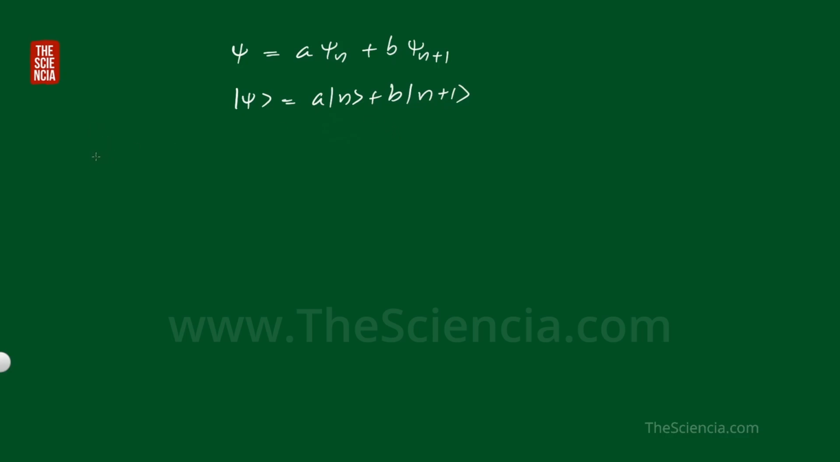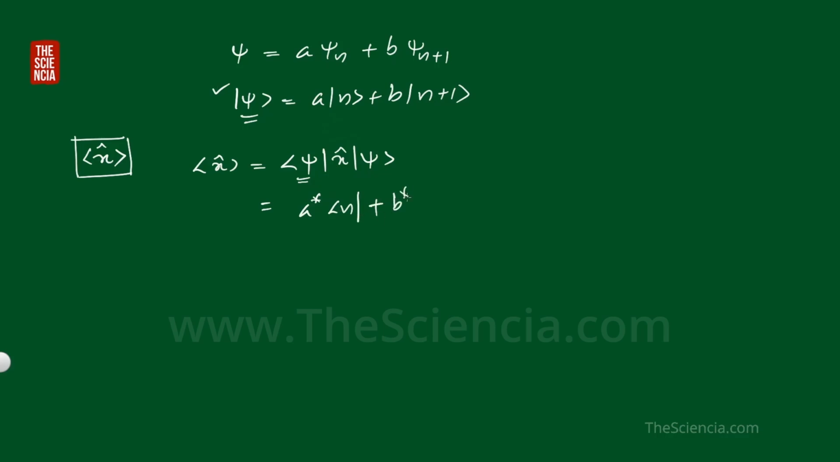Now, first we are going to evaluate the expectation value of x. We know the expectation value of x is equal to bra psi x cap ket psi. Here, this is our state. That is equal to, we have to take the complex conjugate of ket psi, then we will get bra psi, right? That is a star bra n plus b star bra n plus 1 into x cap into a ket n plus b ket n plus 1.